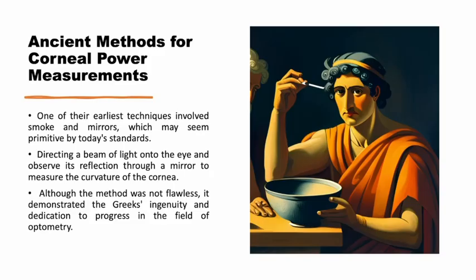The ancient Greeks were renowned for their innovative scientific and medical practices. One of their earliest techniques involved smoke and mirrors, which may seem primitive by today's standards. The Greeks would direct a beam of light onto the eye and observe its reflection through a mirror to measure the curvature of the cornea. This information was pivotal in determining the refractive power of the eye and the development of corrective lenses. Although the method was not flawless, it demonstrated the Greeks' ingenuity and dedication to progress in the field of optometry.